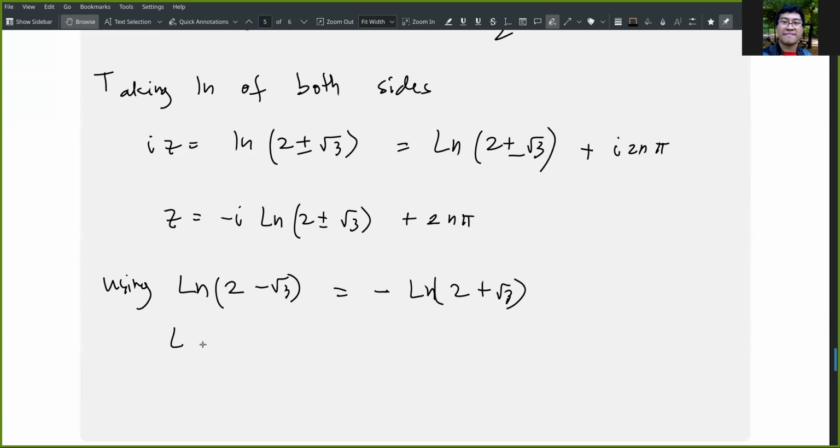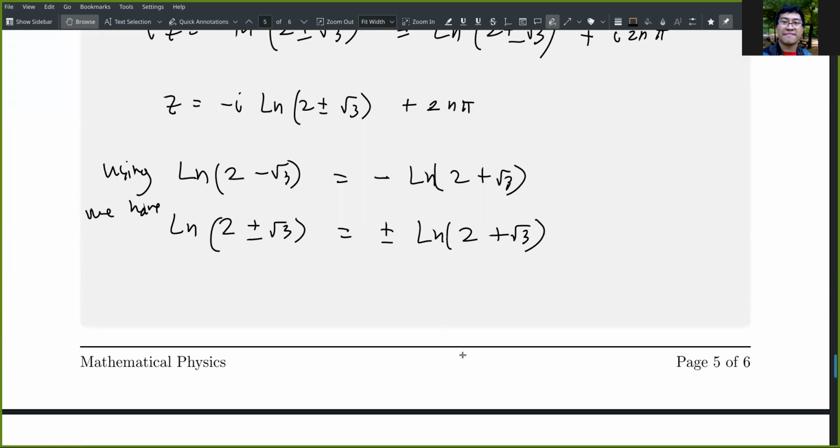So we have ln of 2 plus and minus square root of 3, that's equal to plus and minus ln of 2 plus square root of 3. Okay, so finally we can write z equals 2n pi plus and minus i ln of 2 plus square root of 3.